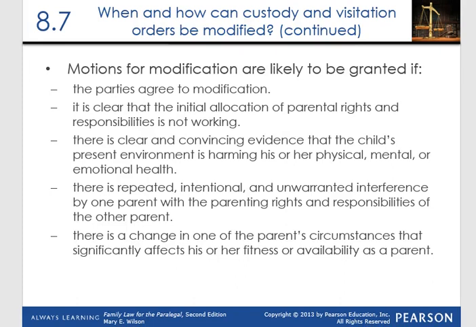Motions for modification are likely to be granted if the parties agree to the modification, if it is clear that the initial allocation of parental rights and responsibilities is not working, if there is clear and convincing evidence that the child's present environment is harming his or her physical, mental, or emotional health, if there is repeated, intentional, and unwarranted interference by one parent with the parenting rights and responsibilities of the other parent, or if there is a change in one of the parent's circumstances that significantly affects his or her fitness and availability as a parent.